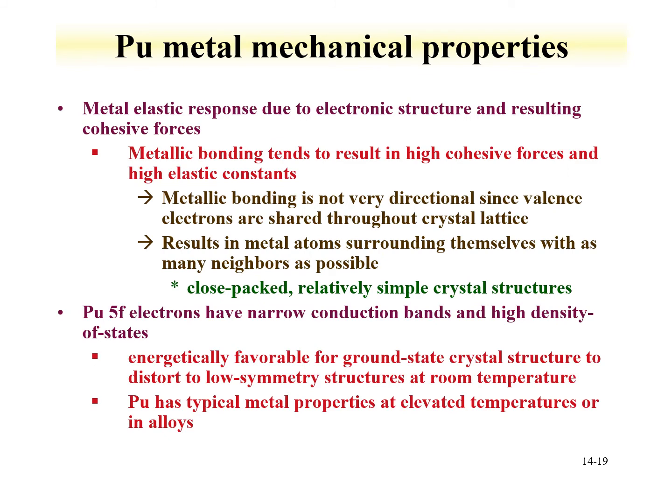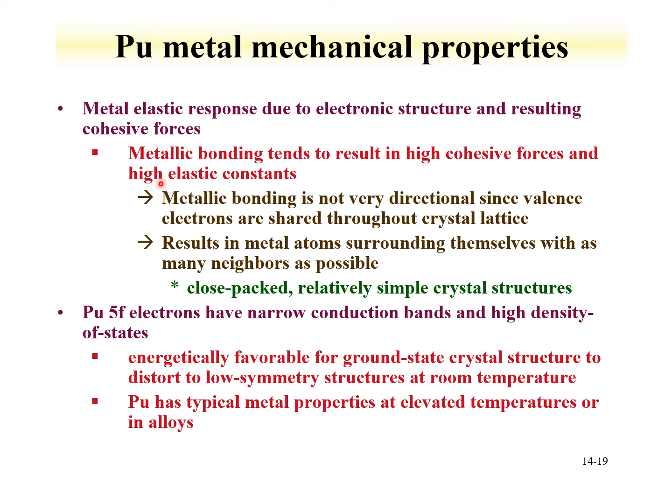So plutonium metal has an elastic response. This is again due to electron structure and resulting cohesive forces. Metallic bonds, when they interact, tend to have high cohesive forces that give high elastic constants. Now, metallic bonding is not very directional, right? Since these electrons that the metal ions are sharing should be shared throughout the lattice. So this results in metal atoms that surround themselves with as many neighbors as possible, so they're close packed and relatively simple structures.